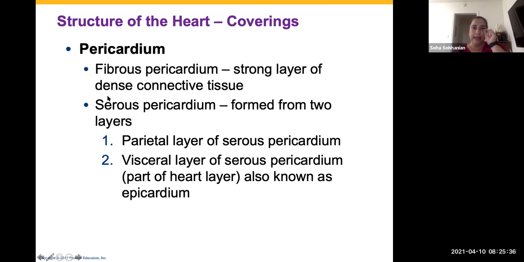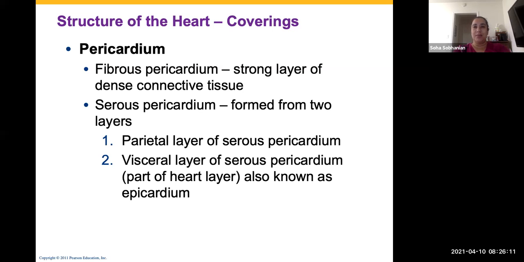The second layer that is covering the heart, so now we're moving inward, okay? The outer layer is the fibrous pericardium. Going inside, closer to the heart, is the layer called the parietal layer of the serous pericardium. Remember, the serous pericardium is the double layer that surrounds the heart. So the parietal layer of the serous pericardium is the second layer that covers the heart, okay?